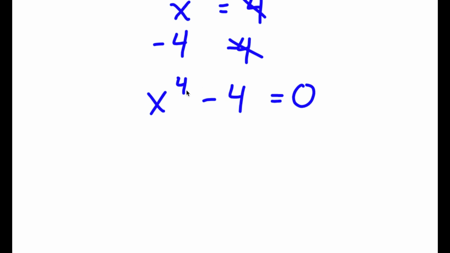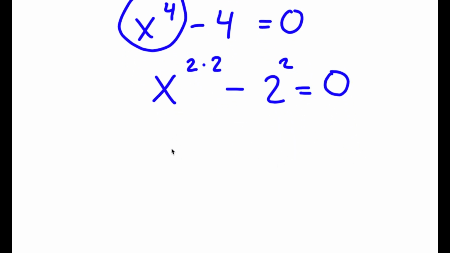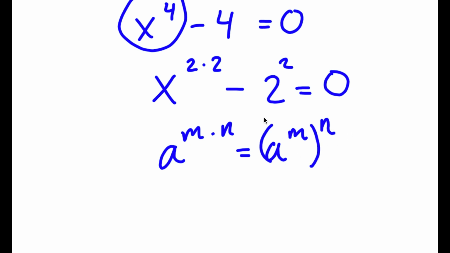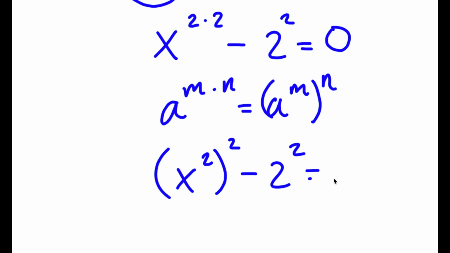Now, I'm going to rewrite x to the power of 4 here as x to the power of 2 times 2. Now I have this minus 4, which is the same thing as 2 squared, is equal to 0. Now, if I have something in the form a to the power of m times n, this is the same thing as (a to the power of m) to the power of n. So x to the power of 2 times 2, I can rewrite as (x to the power of 2) to the power of 2. Now I have this minus 2 squared is equal to 0.